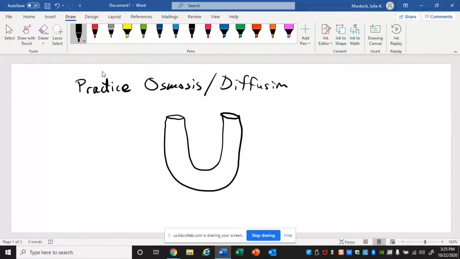Whenever you have a U-shaped tube problem, you want to pay very close attention to the permeability powers of the membrane there. So in this case, I'm going to say glucose and water can move through that membrane. Starch cannot. Okay, so that's the permeability of the membrane, giving you that information. So now let's give you a problem here.